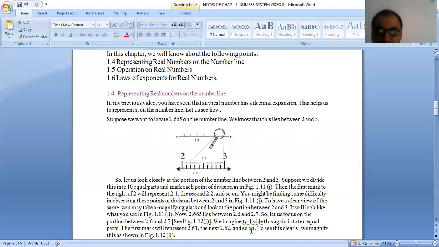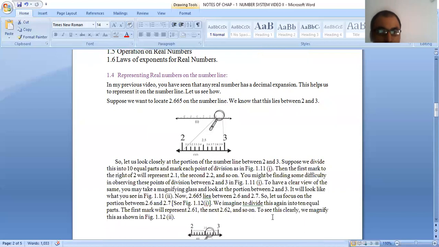We imagine dividing this again into 10 equal parts. We have to divide the portion between 2.6 and 2.7 into 10 equal parts, like how between 2 and 3 we divided into 10 equal parts. Then the first mark will represent 2.61, the next 2.62, and so on.